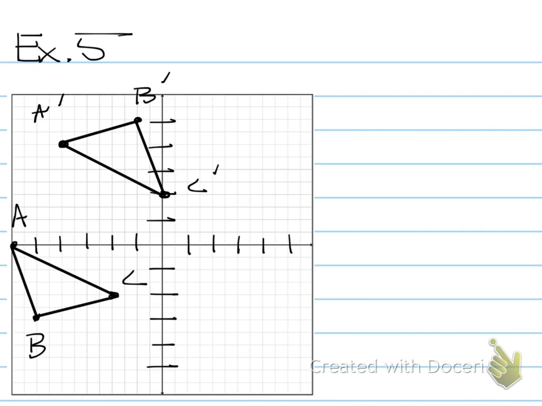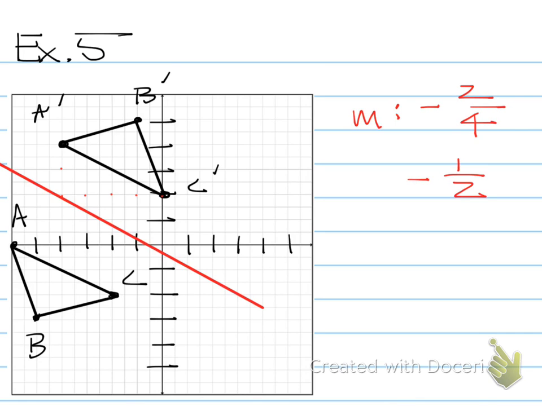And then lastly, we want to identify the line of reflection for this transformation. And again, the line of reflection will be right in between the line that separates the image and the pre-image. The slope of AC is -2/4 or -1/2.